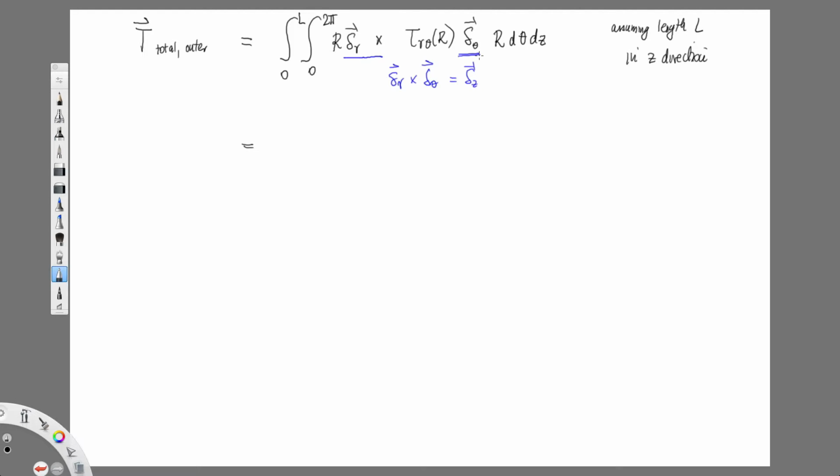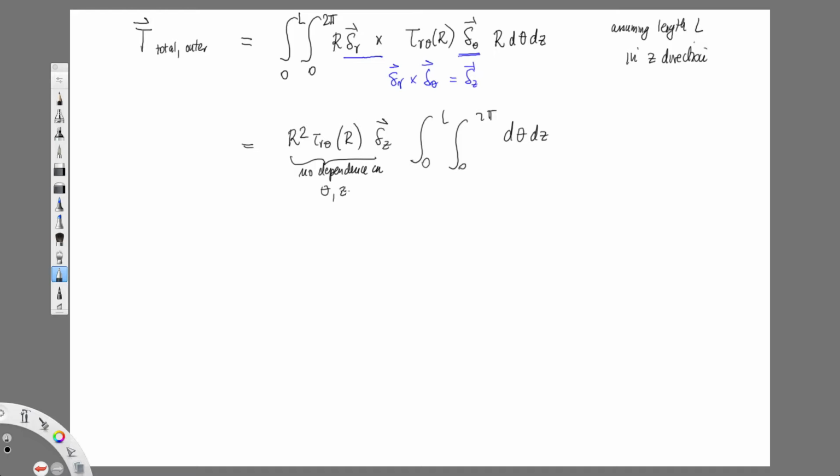Now I have delta z, so I don't have dependence on r at all, so I can take everything out. So it's going to be r squared tau r theta of r delta z, integrated from 0 to L and 0 to 2π, d theta dz. So this is, of course, 2πL. So there's no dependence on theta or z. That's why I can put it outside of the integral.